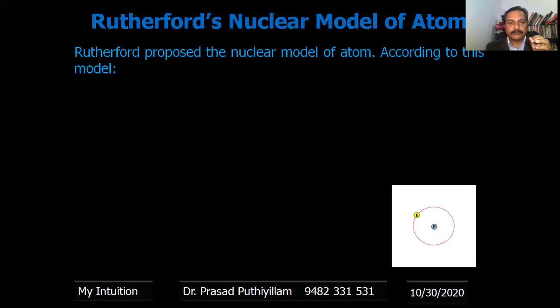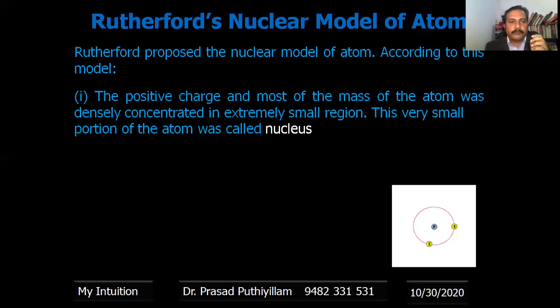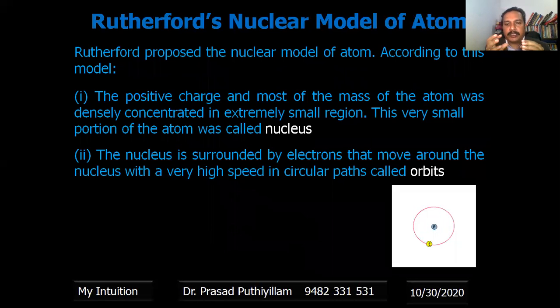According to his model, the positive charge and most of the mass of the atom was densely concentrated in an extremely small region. This very small portion we call the nucleus. In the picture, P represents the nucleus, a positively charged center. The nucleus is surrounded by electrons that move around the nucleus with a very high speed in a circular path called an orbit. So the movement of electrons is very fast, a circular movement in a path which we call an orbit.